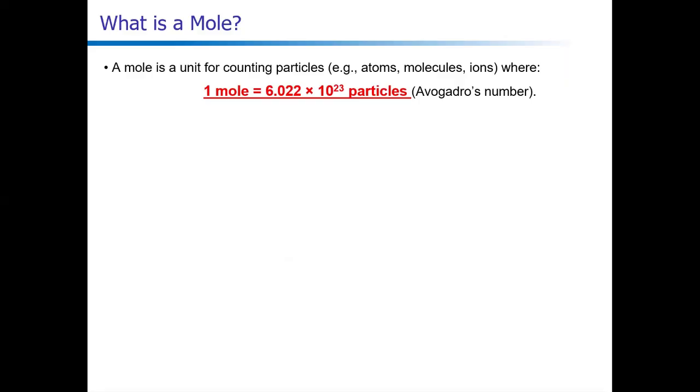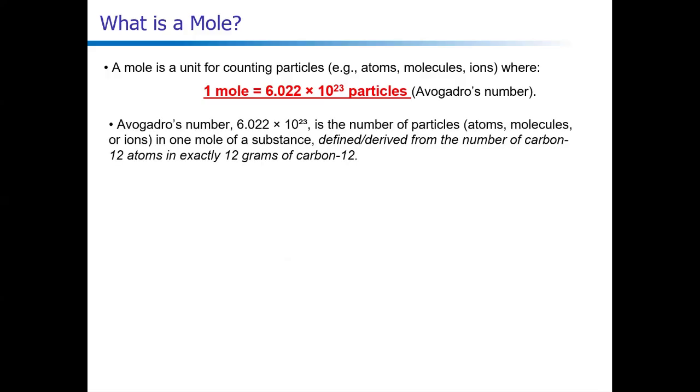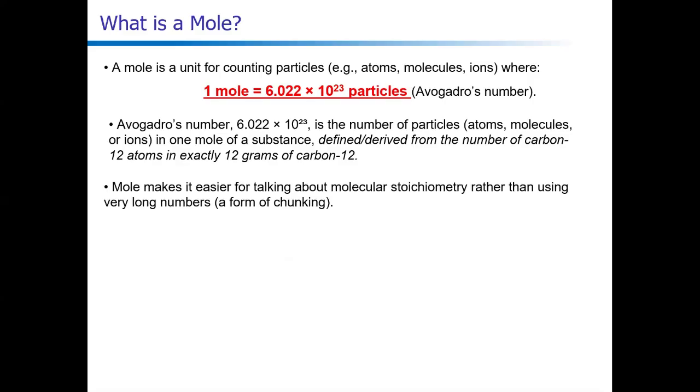Now you might ask, where does this come from? The definition is that Avogadro's number was chosen so that exactly 12 grams of atoms of carbon-12 contains exactly 1 mole of carbon atoms. The mole makes chemistry more manageable. Imagine having to say 602 sextillion particles every time you did a calculation. Instead, we use the mole as a shorthand. It helps us to perform stoichiometry without drowning in zeros.